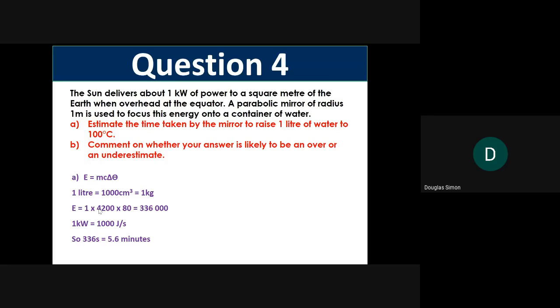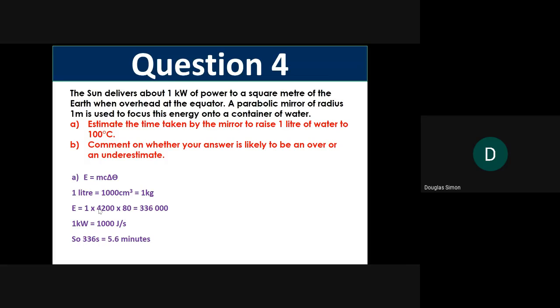Often the power might come from an electrical source, so you might need to use electrical energy as current times voltage times time. Sometimes it's a bit simpler than that. They just literally give you the power in kilowatts.